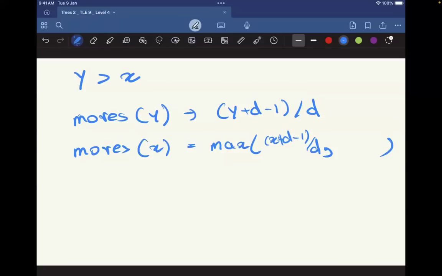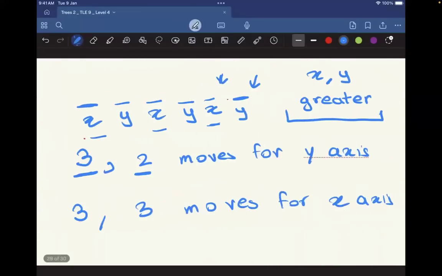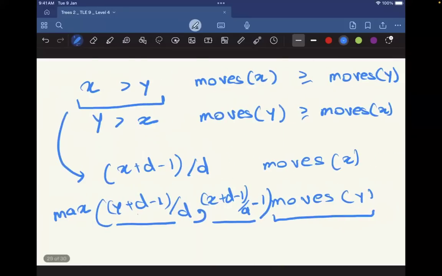Tell me, guys, would it be Y plus D minus 1 divided by D? Would it be the same? Yes, it would indeed be the same, because when I am ending by doing Y moves, if I've done 3 Y moves, then I have to do at least 3 X moves. So it has to remain the same. So do you see that for the X axis, this is the formula.